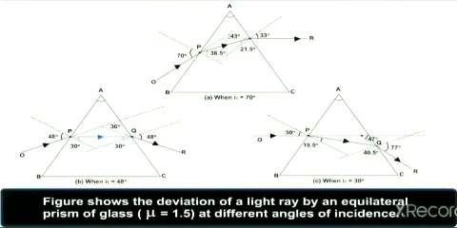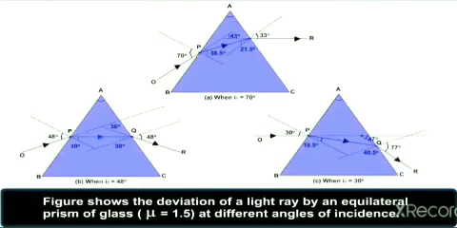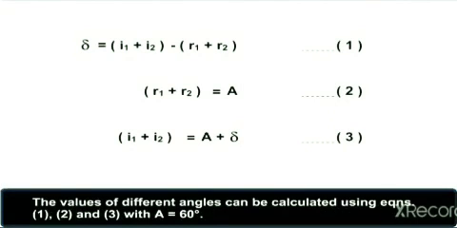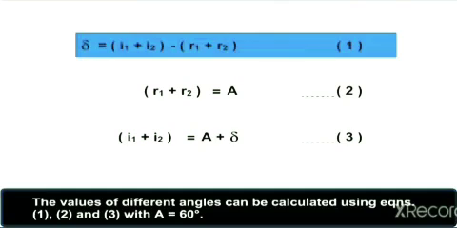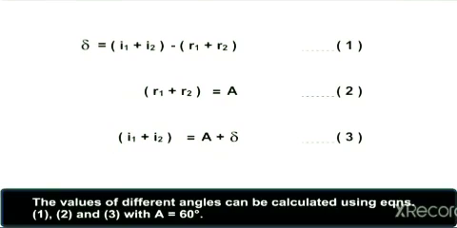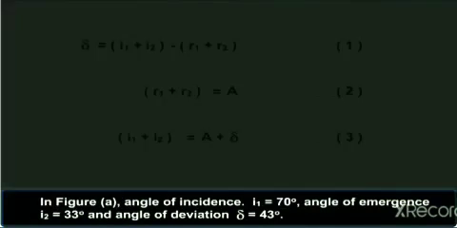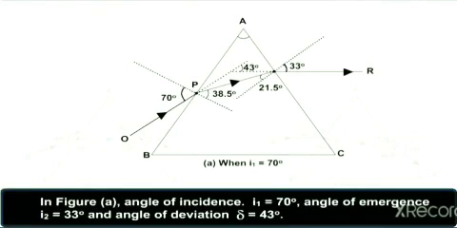The figure shows the deviation of a light ray by an equilateral prism of glass whose refractive index is equal to 1.5 at different angles of incidence. The values of different angles can be calculated using equations 1, 2, and 3 with A equal to 60 degrees. In figure A, angle of incidence I1 is equal to 70 degrees. Angle of emergence I2 is equal to 33 degrees. And angle of deviation delta is equal to 43 degrees.